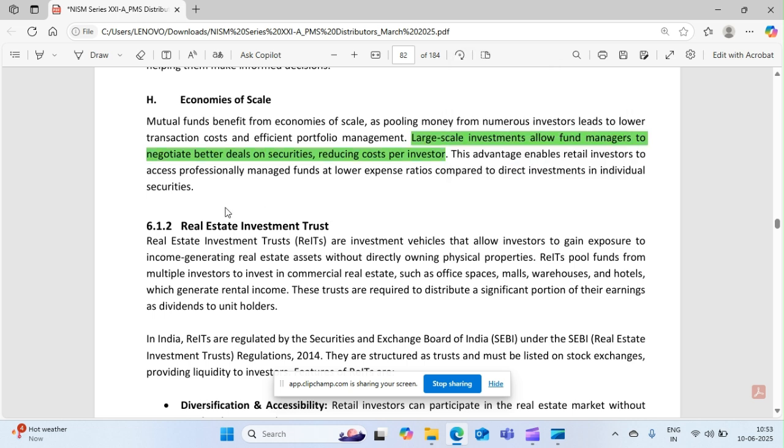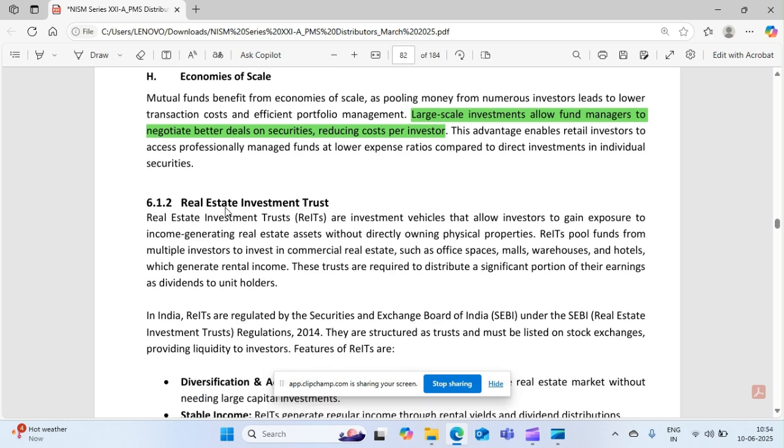So these are some of the things that you need to know about mutual fund, and your questions will be around features of mutual fund, benefits of mutual fund, and how they help investors. The points that I've highlighted, you can revise those points.